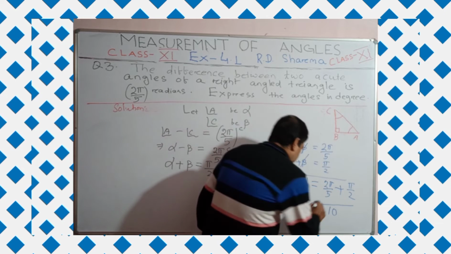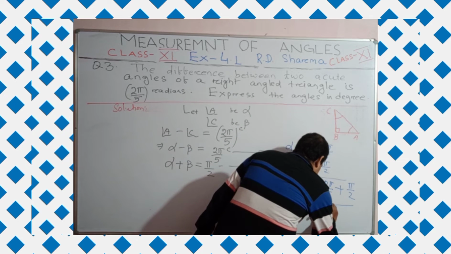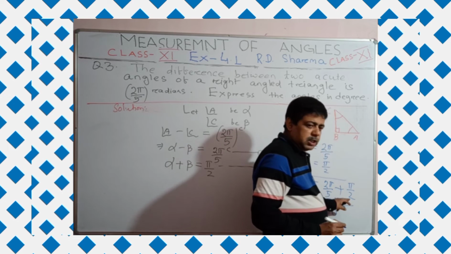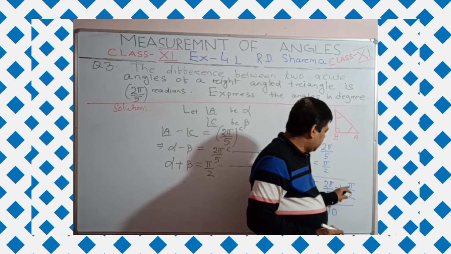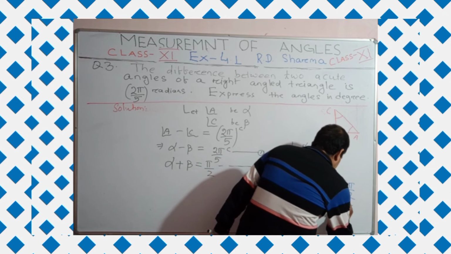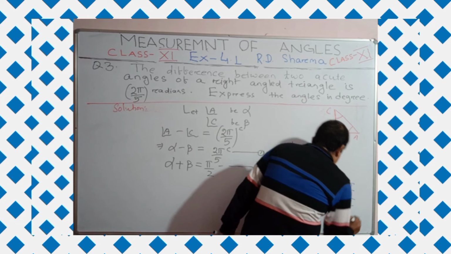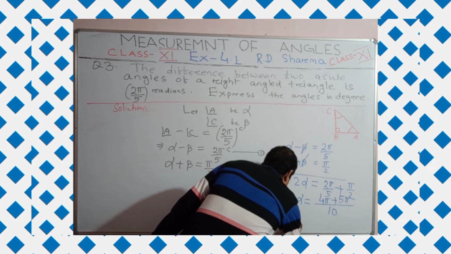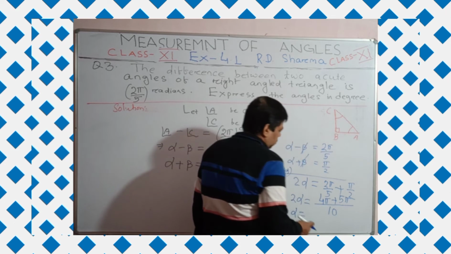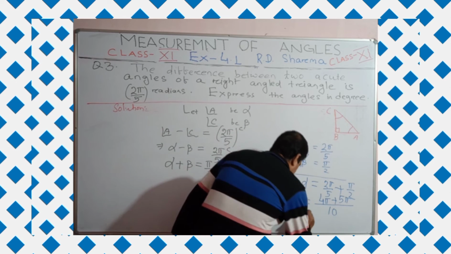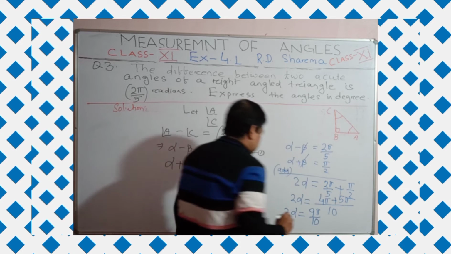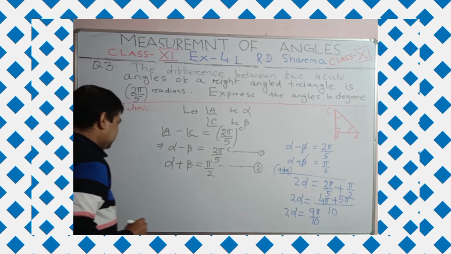2 to 4 pi. Similarly, divide 10 by 2, which is 5. And 5 into pi, 5 pi. So 2 alpha is equal to 4 pi plus 5 pi, which is equal to 9 pi upon 10. So what is alpha?